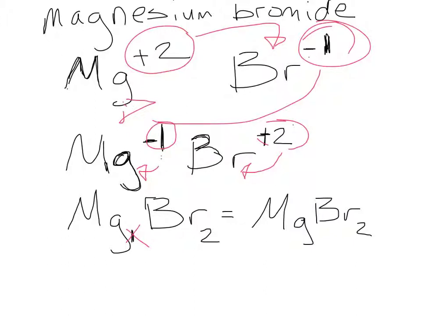Alright, let's do another example here. And again, the swapping, you don't have to go through this process every time. You have to swap and drop for ionic compounds only. Alright, so you swap and drop for ionic compounds only.